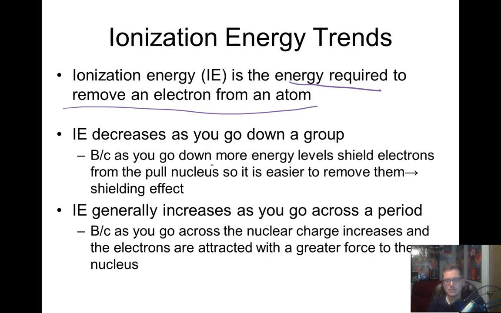Your ionization energy decreases as you go down a group, because you're adding more energy levels, so there are more shielding electrons, and the nucleus doesn't have as much of an effect. So the shielding effect is blocking the nuclear charge, and it's easier to pull those electrons off. And then finally, your ionization energy increases as you go across a period, because your nuclear charge goes up, and so it's harder and harder to pull an electron off. Notice how we specifically went back to effective nuclear charge and the shielding effect in order to talk about ionization energy.